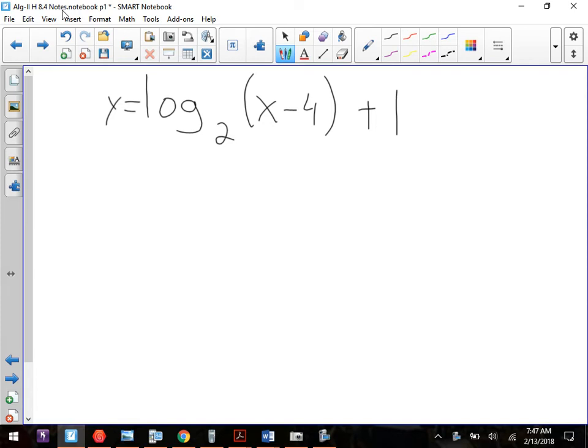Want to start by labeling out our base, our h, and our k. Our base in this case is 2, our h is 4, our k is 1.